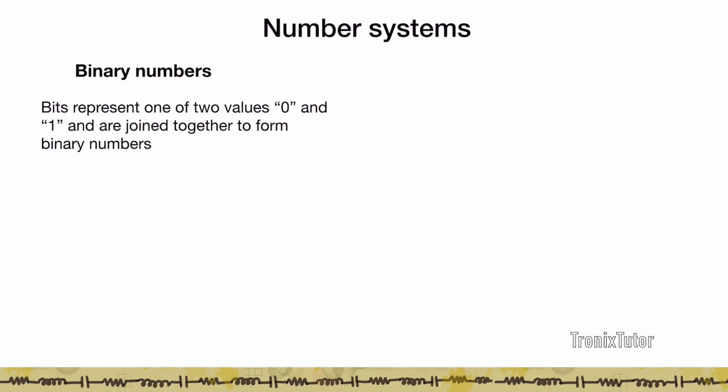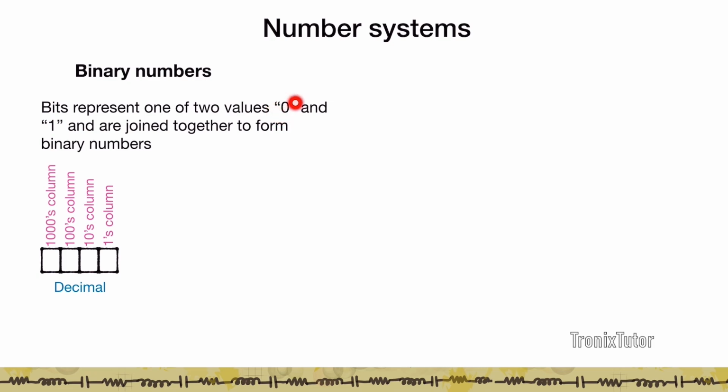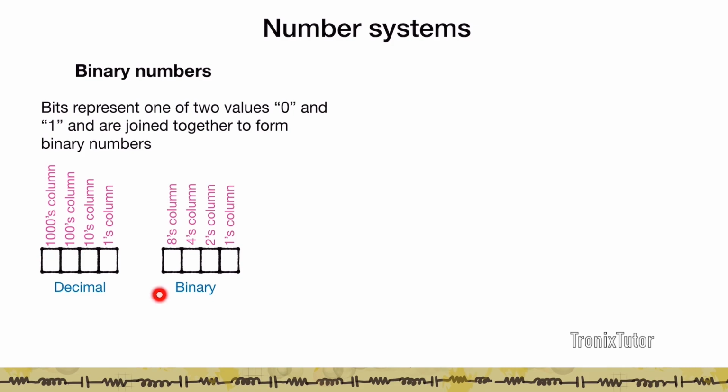So let's review number systems. What are binary numbers? As we spoke about in the previous video, bits are represented with values 0 and 1, and they're joined together to form binary numbers. If you look at a decimal number, it has 4 digits: the ones column, tens column, hundreds column, and thousands column. Each value here has a place value, if you will. Similarly, in the binary system, instead of orders of 10 as in decimal, you have orders of 2. So you have a ones column, a twos column, a fours column, and an eights column.